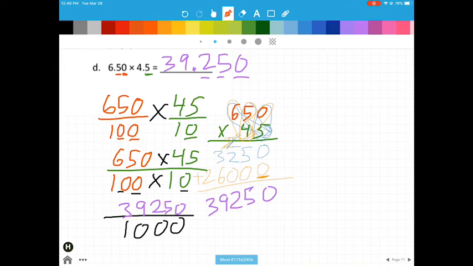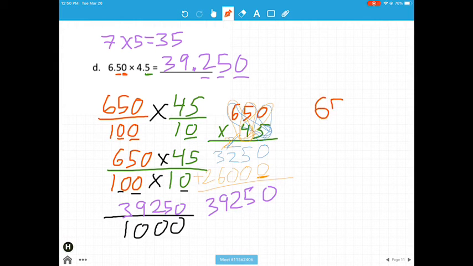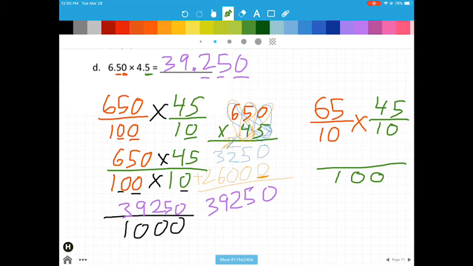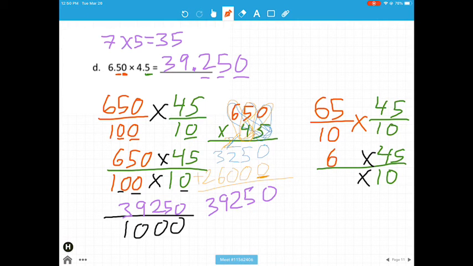All right, so I was going to show you something else. We could have done 65 over 10, which is the same as 650 over 100. We could have multiplied that times the 45 tenths. Let me back up a second. It would be 45 over 10. I'm going to multiply that times the 65 tenths.